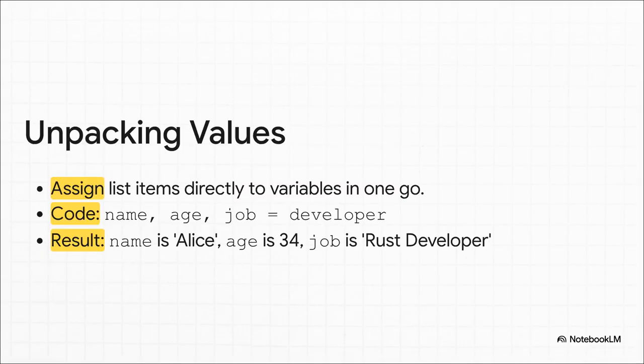Now, unpacking is a fantastic Python shortcut. Instead of accessing each item by its index one by one, you can just assign all the items in the list to individual variables in one single clean line of code. It's so much more readable and efficient.